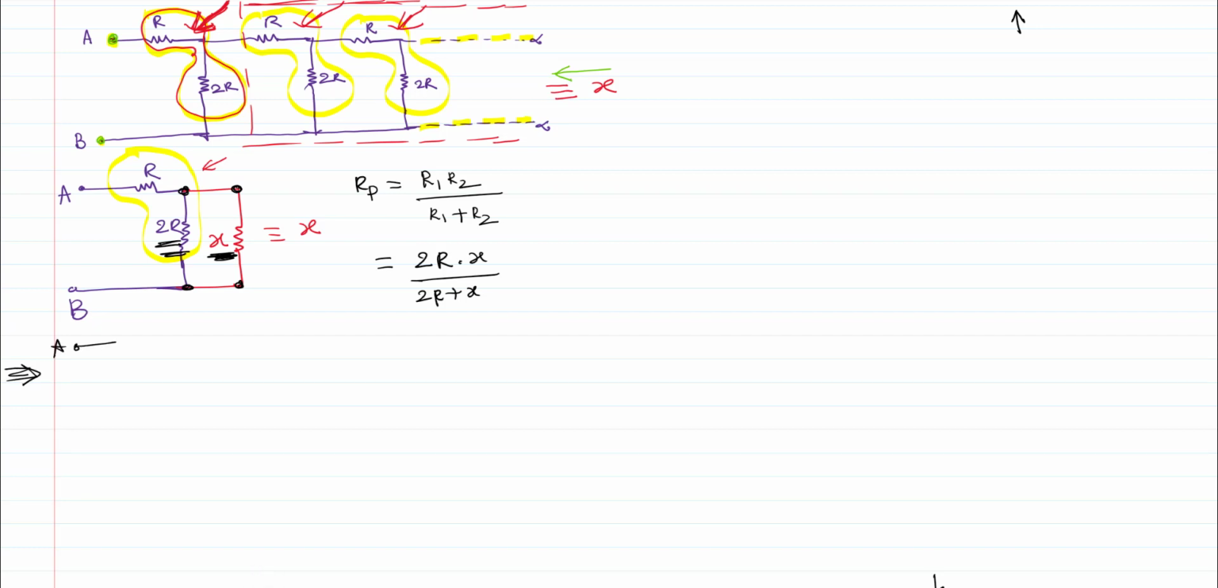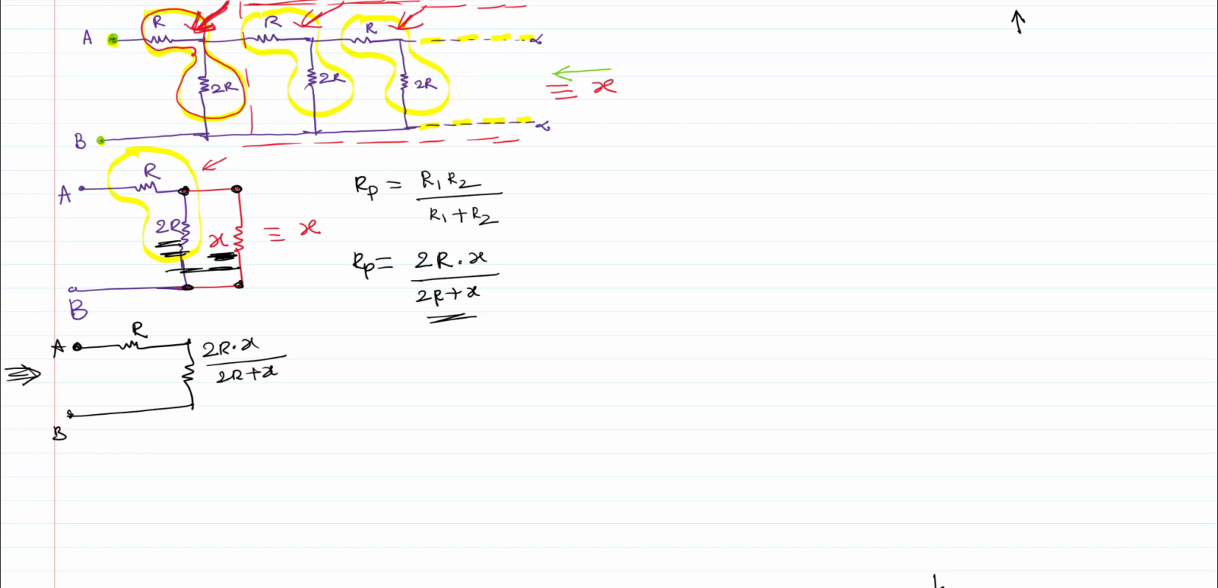A, R is there, R is there, B. Instead of these two, we have found one value, that is resistance parallel, that is this value. How much is that? 2R and X by 2R plus X.